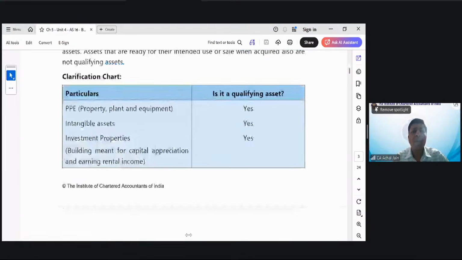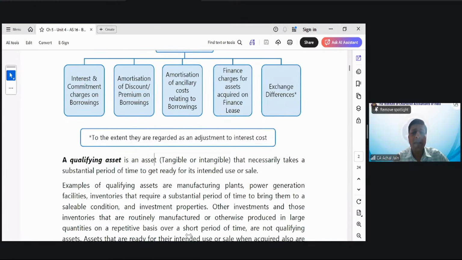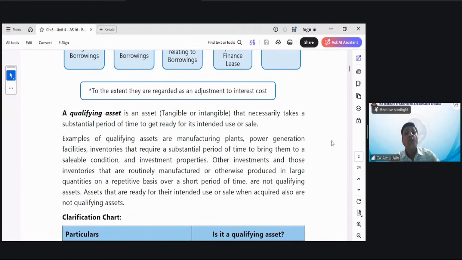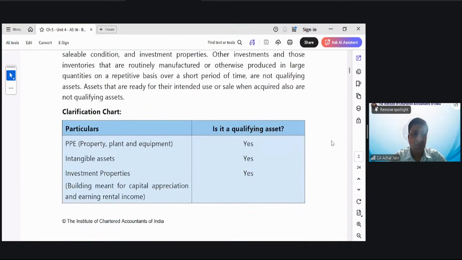Okay. So now, if you go back to the question, and if you go back to the definition. Now, what is the definition of a qualifying asset? So let's read this. A qualifying asset is an asset that takes substantial period of time to get completed. Now the question arises, what is this substantial period of time? As per the guidance, you consider a period of 12 months or more for this substantial period.